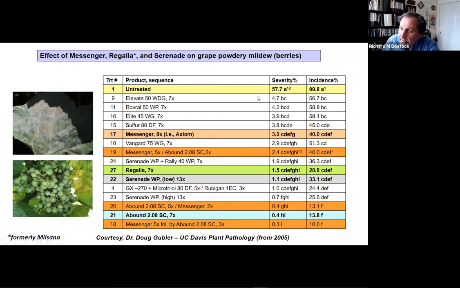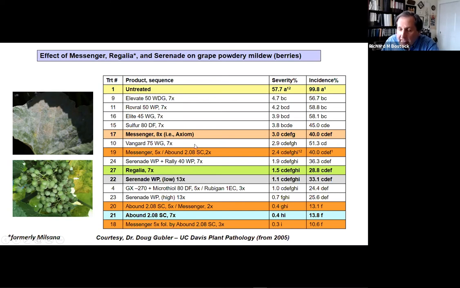So if you look at the untreated disease severity, and incidence. The incidence is a more conservative assessment. Incidence simply is yes or no. Does it have a powdery mildew lesion or not, and so that can be a little or it could be a lot, but severity really, I think, captures the impact of the disease much better than just incidence. So if you look at this column, some of these are conventional fungicides. There's sulfur, then Messenger, now we call it Axiom, from the previous slide, and you can see they're putting it on 8 times, but they're also putting on these other materials 7 times during the season.